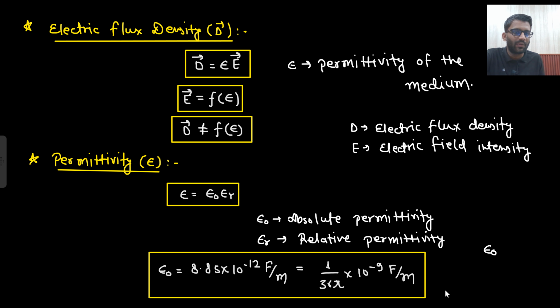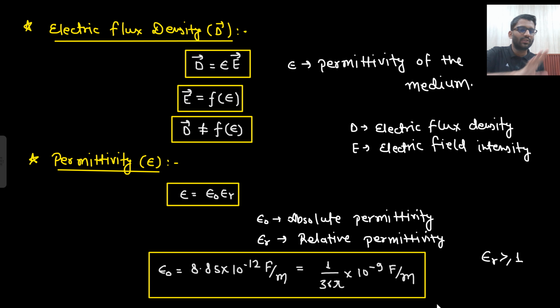Now talking about epsilon r. Epsilon r will always be greater than or equal to 1, which is known as relative permittivity. We will discuss epsilon in a good manner when we study EM waves. There I will tell that this could be real as well as complex. So the value of epsilon r could be complex as well. That we are going to study when we study EM waves.